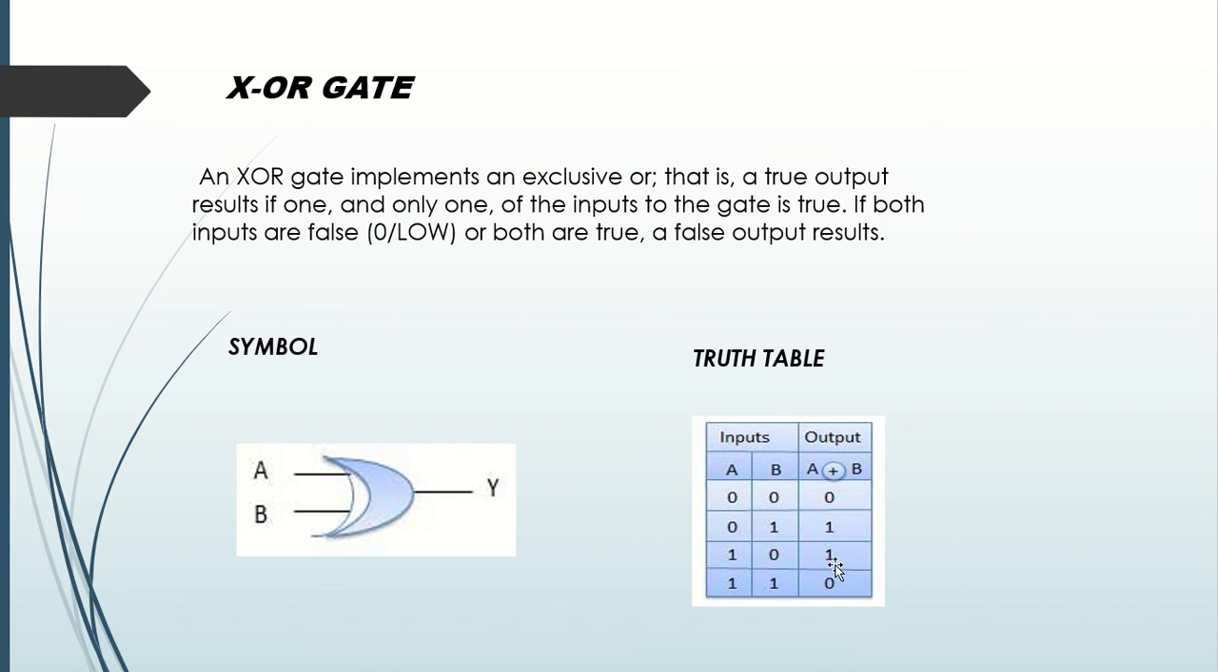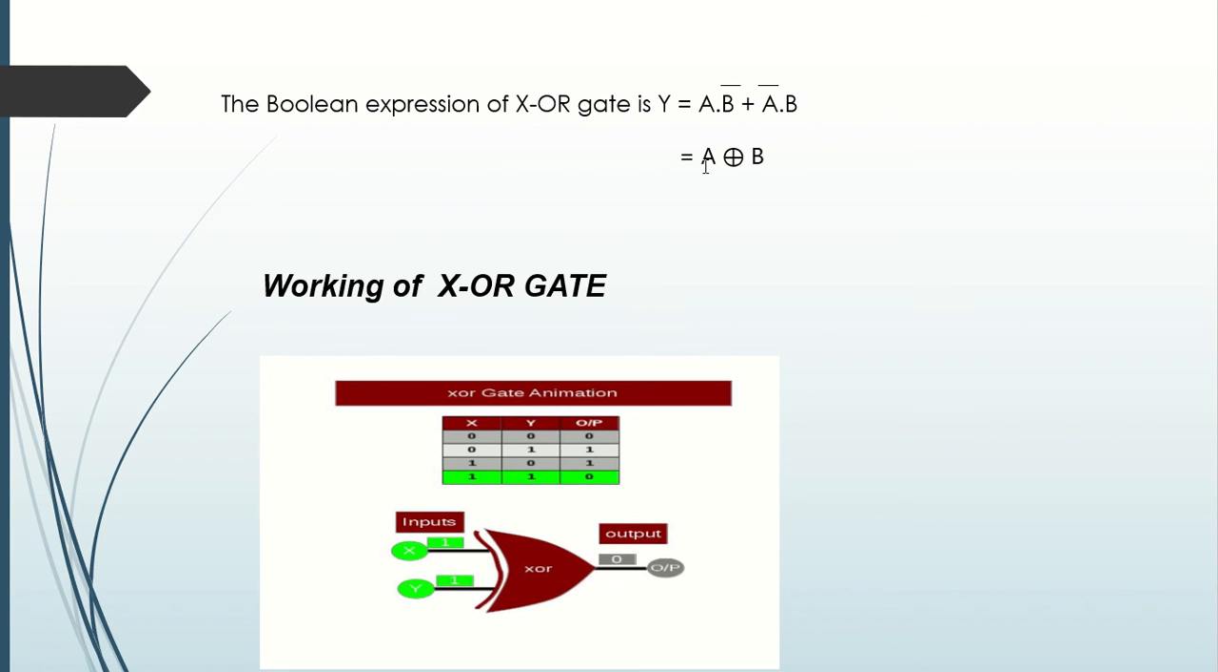A truth table for XOR gate is: if both the inputs are the same, it results in 0. Otherwise, if the inputs are different, it results in 1. Boolean expression of XOR gate is Y equal to A exclusive OR B. Working of XOR gate is: 0 0 input, 0 output; 0 1 input, 1 output; 1 0 input, 1 output; 1 1 input, 0 output.